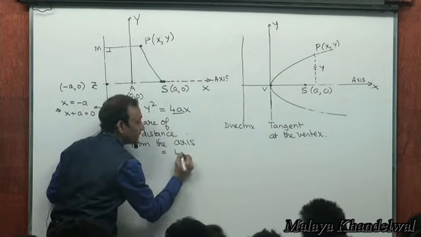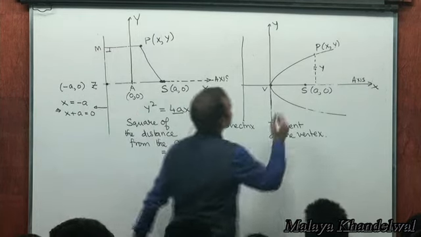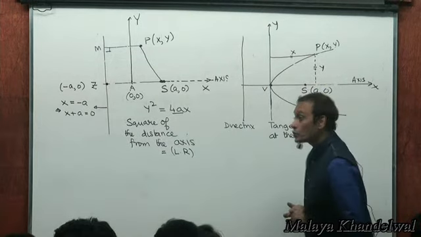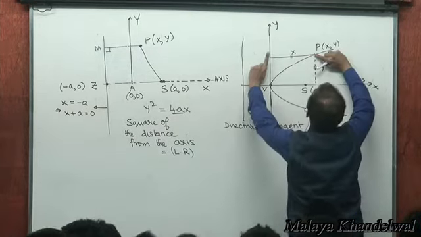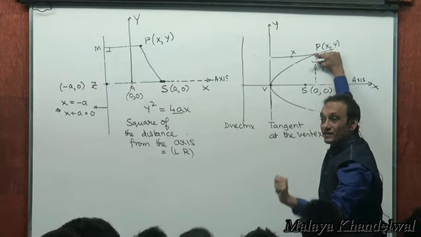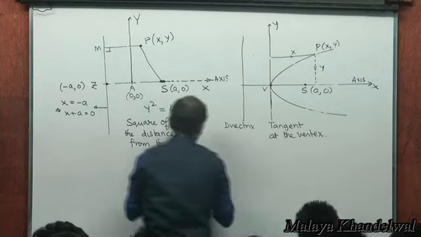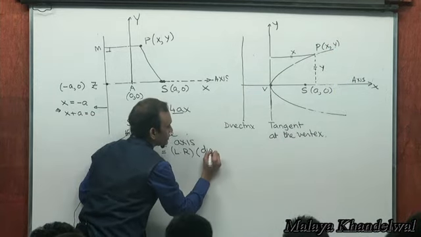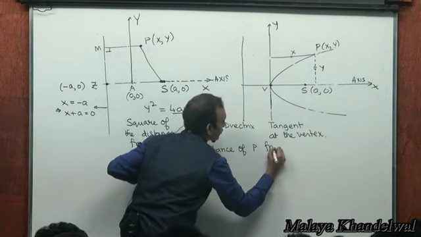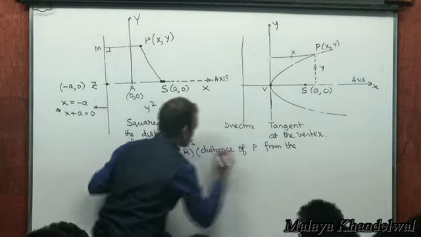What is 4a? Latus rectum into x. x is this distance. Do you realize that? x is this distance. So it is equal to the latus rectum into its distance from the tangent drawn at the vertex. Latus rectum into the distance of P from the tangent drawn at the vertex.